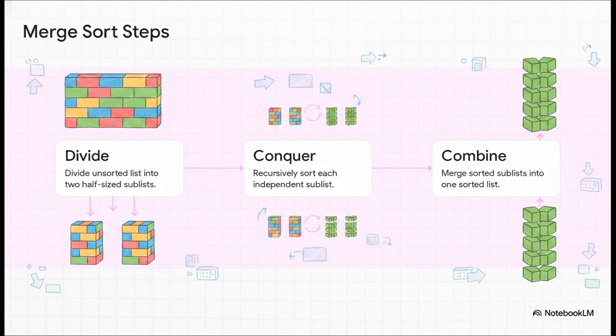Instead of comparing everything side by side, it breaks the entire problem down. First, it divides the unsorted list into halves. Then it conquers by recursively sorting each smaller independent sublist. And finally, it combines those sorted chunks back together into one single sorted list. It's a seriously efficient way to handle heavy data loads.